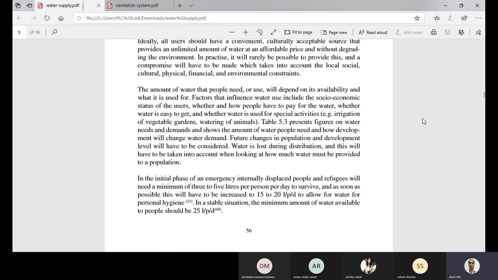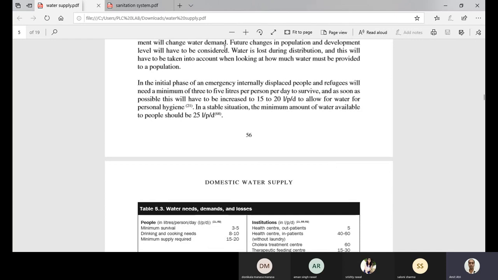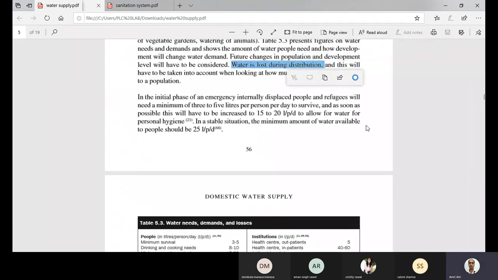Okay, so yes, efficient water transmission is also needed. Water distribution. If the water is lost during distribution, then that is also a limiting factor. So the pipeline network which is being set up depends on the quality of the network and the quality of the infrastructure being developed, so that during transmission none of the water is lost.